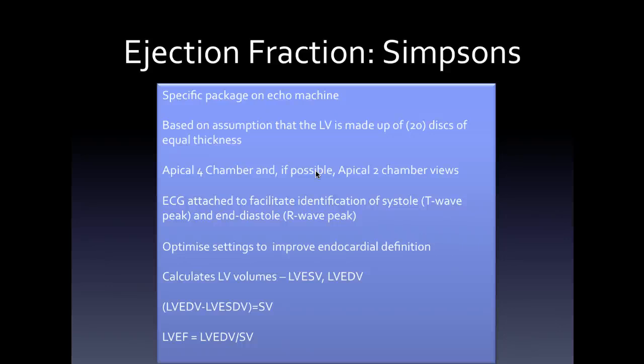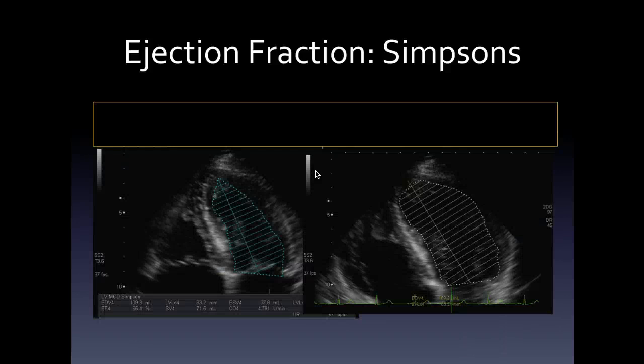You may not be able to get nice, clear views. So this is all based on good edge definition again. And quite simply, and I know you've had slides on this before, the idea is to trace out the endocardium in systole and trace out the endocardium in diastole, and using that you will get an ejection fraction.